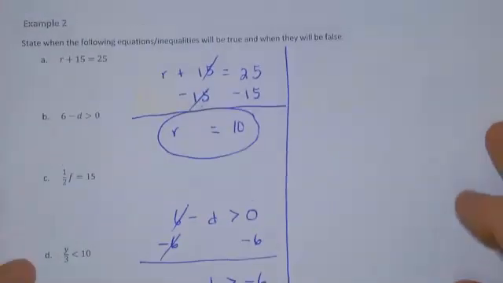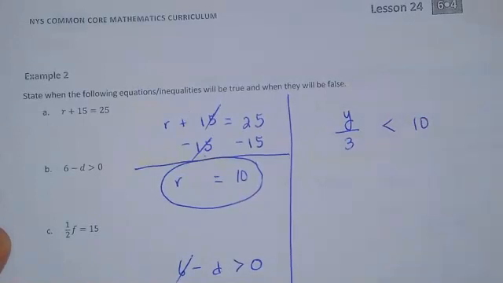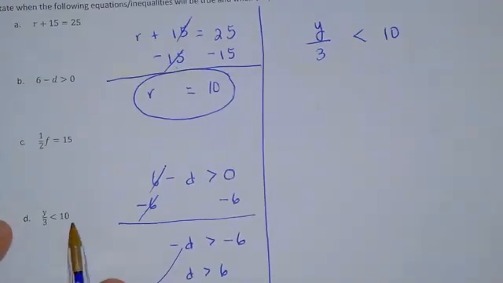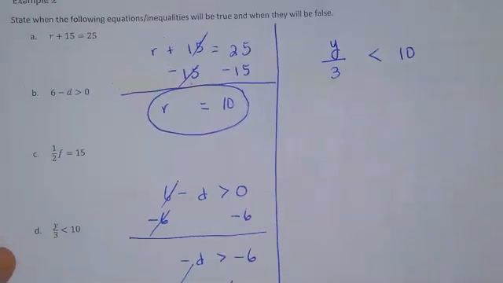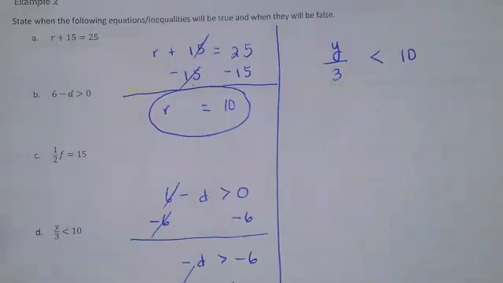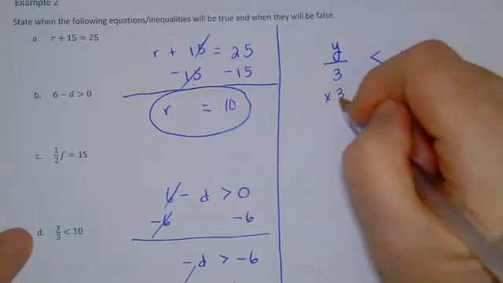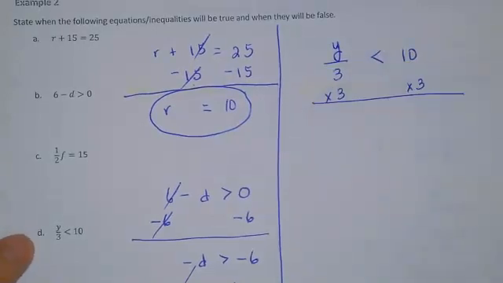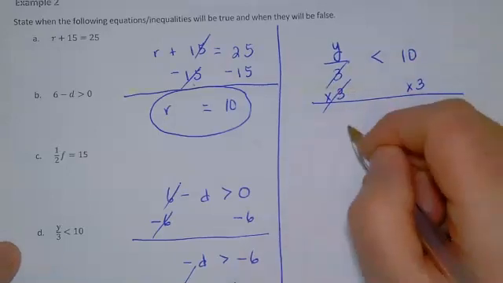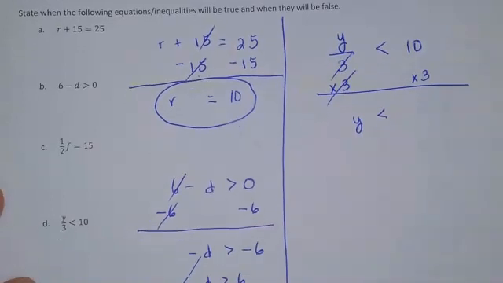The next one is y divided by 3 is less than 10. That's question D over here. If I want to get y all by itself, how do I get rid of divide by 3? The opposite of divide by 3. Katie? Multiply both sides by 3. So times by 3, divide by 3, that cancels out. I have y left all by itself. And 10 times 3, Lene?